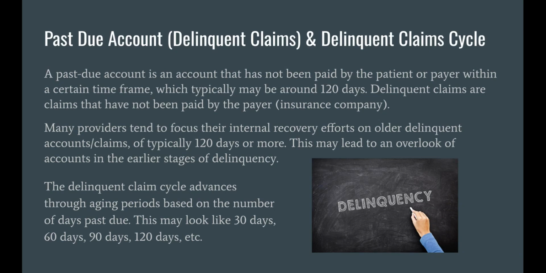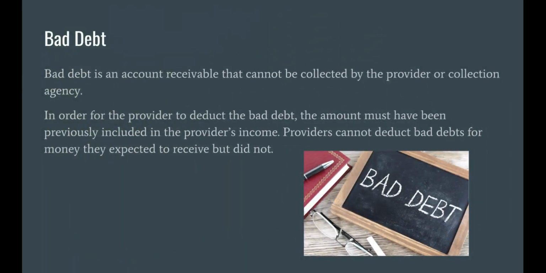And the delinquent claim cycle advances through aging periods based on the number of days past due. This may look like 30 days, 60 days, 90 days, 120 days, etc. And bad debt is an account receivable that cannot be collected by the provider or collection agency. In order for the provider to deduct the bad debt, the amount must have been previously included in the provider's income. Providers cannot deduct bad debts for money they expected to receive but did not.